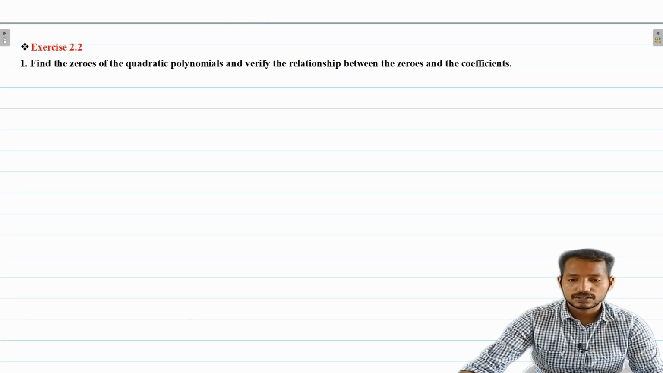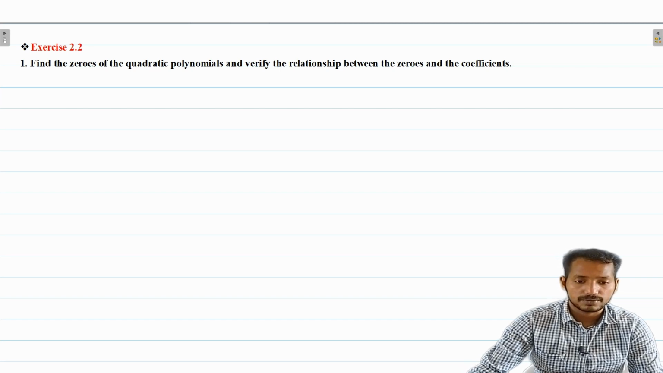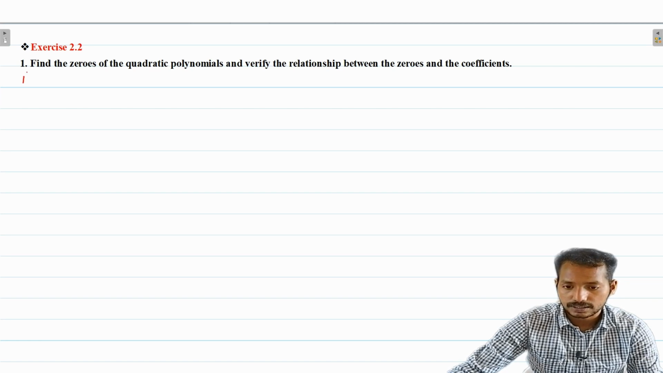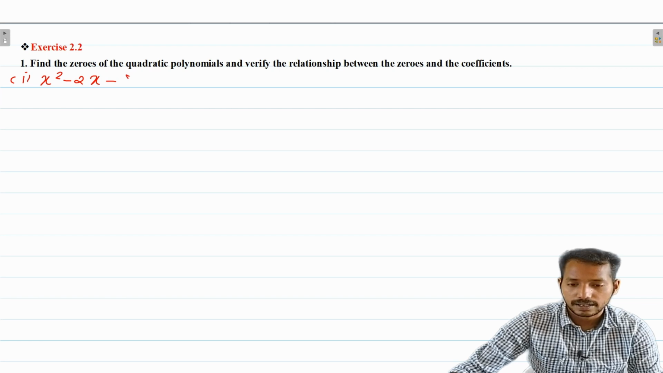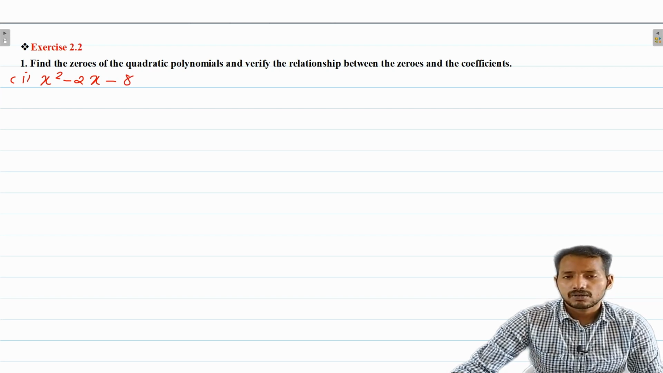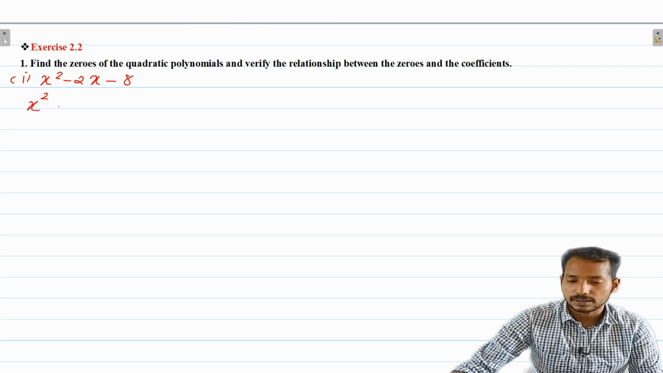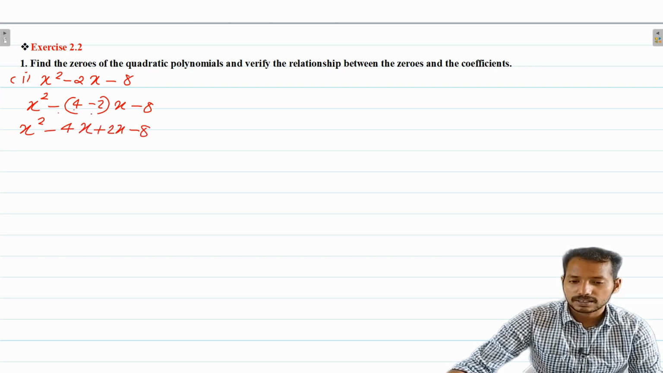First one is: find the zeros of the quadratic polynomial and verify the relationship between zeros and coefficients. I am going to take the first option, that is x square minus 2x minus 8. On factorization, we already know, so I am not going to discuss in detail. Split the middle term: x square minus 4x plus 2x minus 8. Minus of minus 2 will be plus 2x.